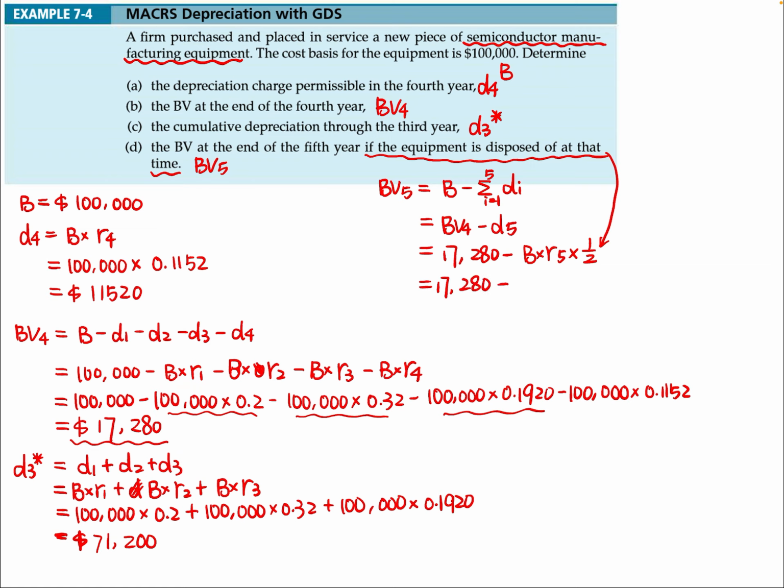So it's 17,280 minus 100,000 times 0.1152, which is the R5 in the table, but you can only use half of it because of the half-year convention. So that will give you 11,520.